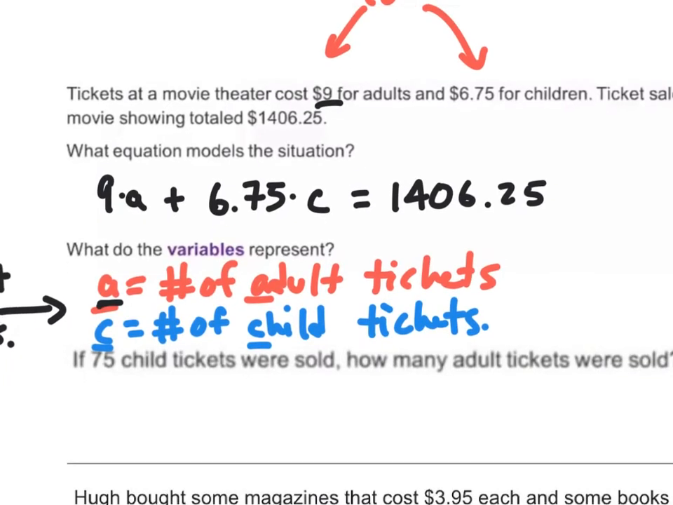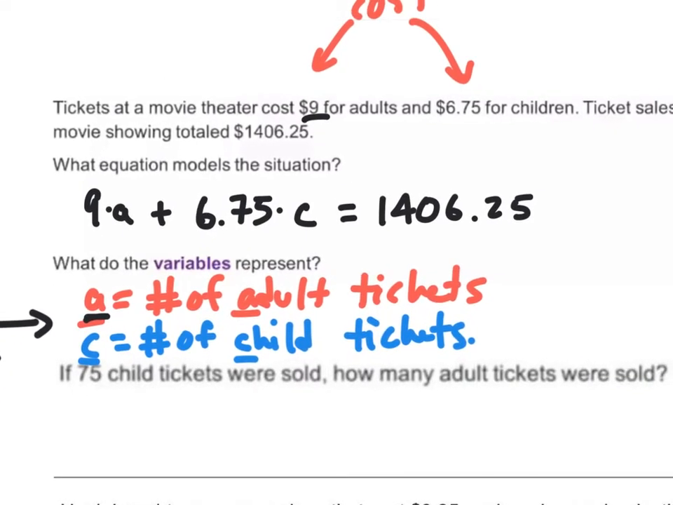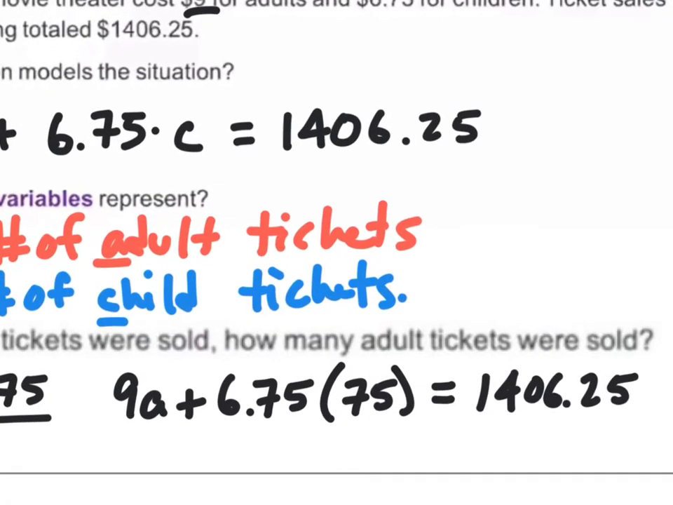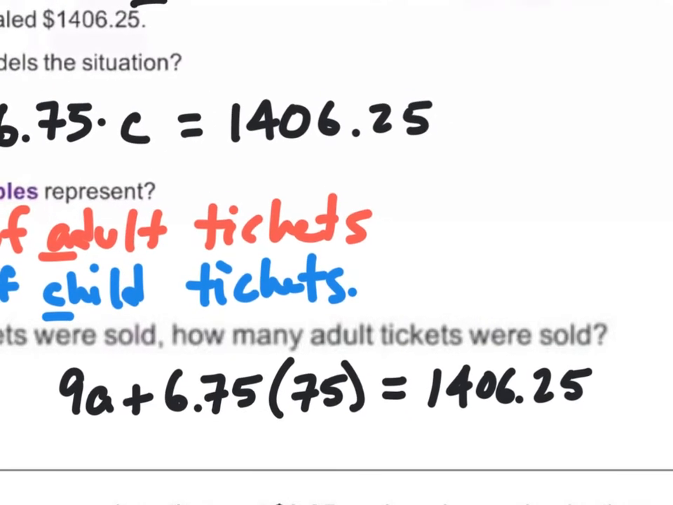Okay, so then it says, if 75 child tickets were sold, how many adult tickets were sold? So if I take this number and I say, all right, I'm going to plug in, I'm going to let C equal 75. So I'm going to get 9A plus $6.75 C, but I don't want to write C. I'm going to write what C is equal to. I'm going to write that we get 75, and then that's going to equal $1,406.25. Okay?